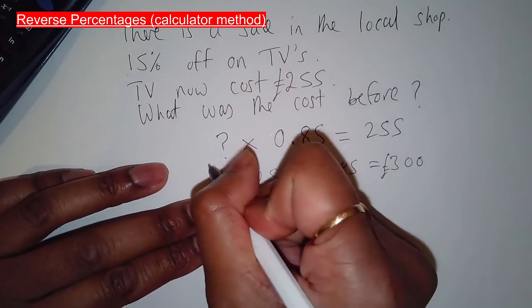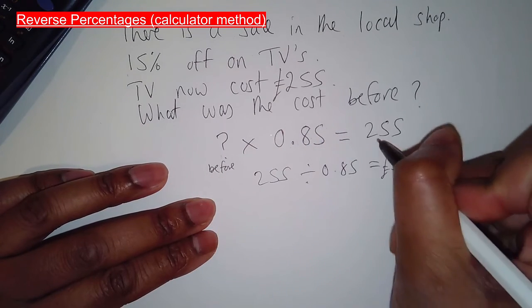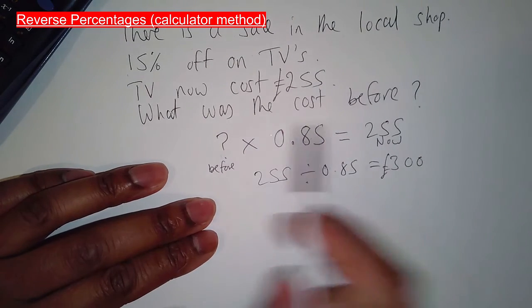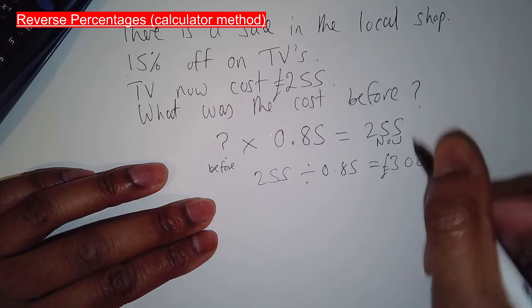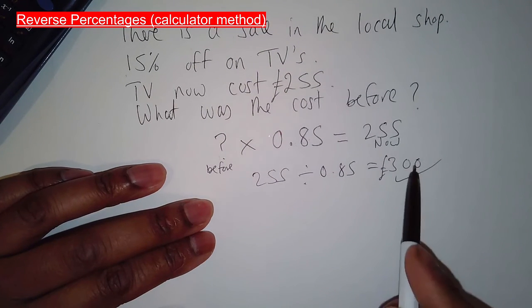So remember, that was before, that was now. So once I've done the inverse operation, I've got my answer. I've got my before price, it's 300.